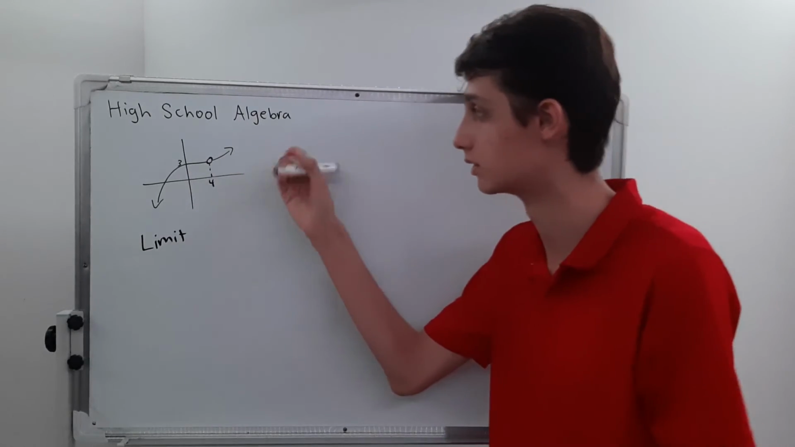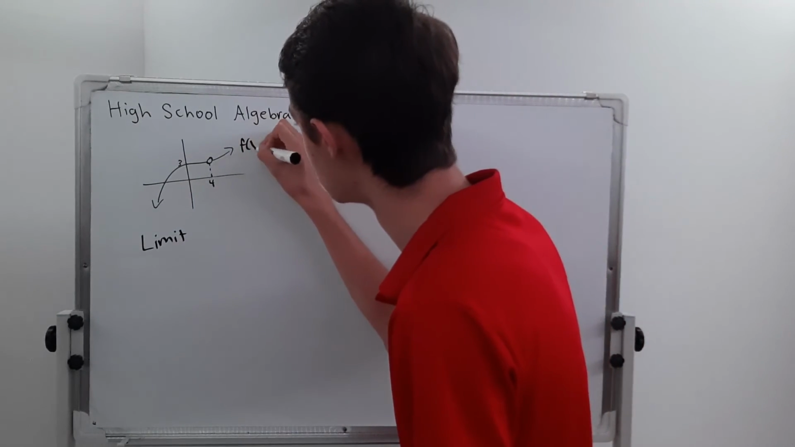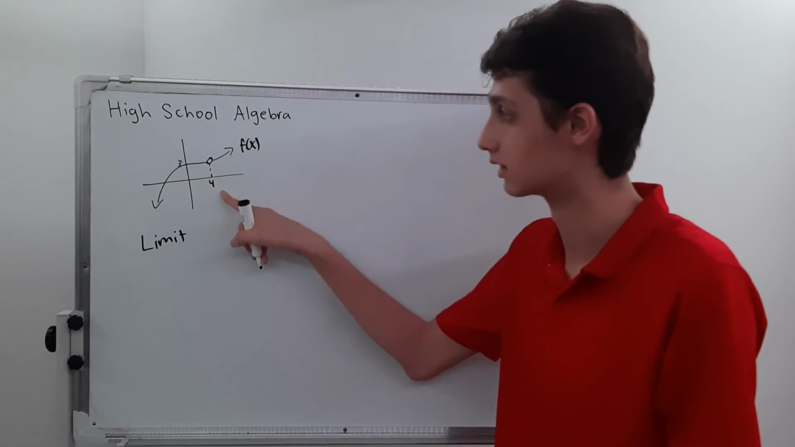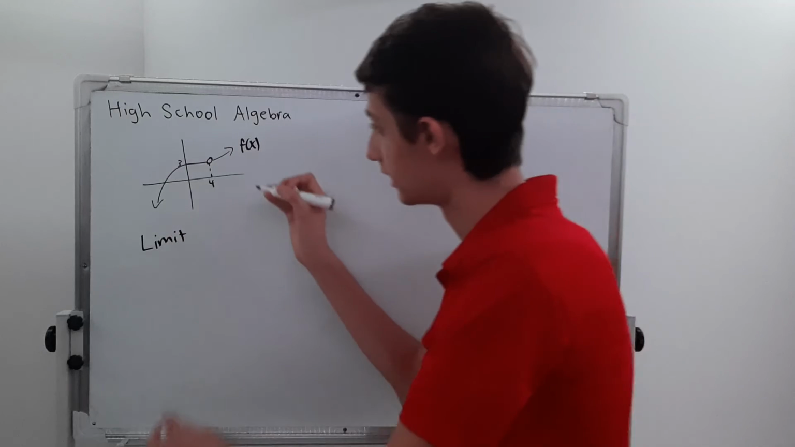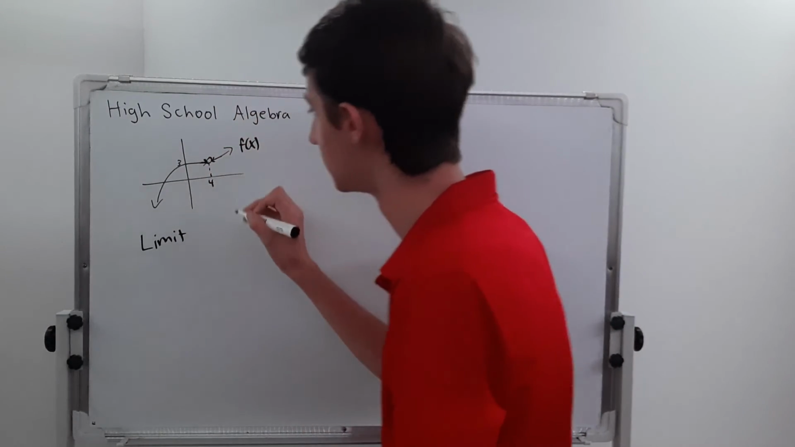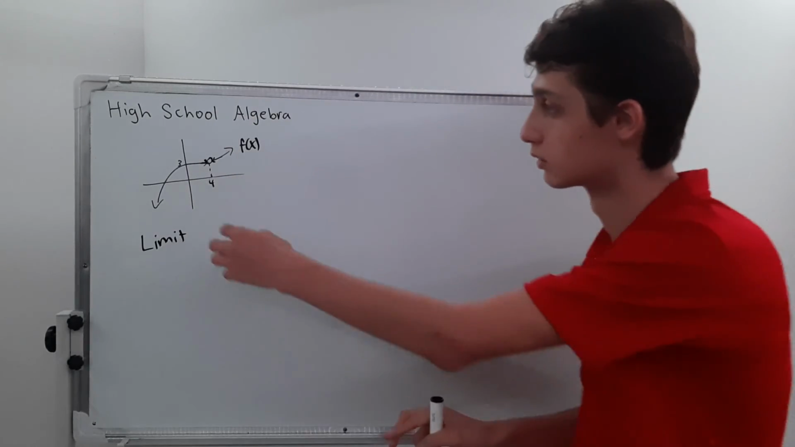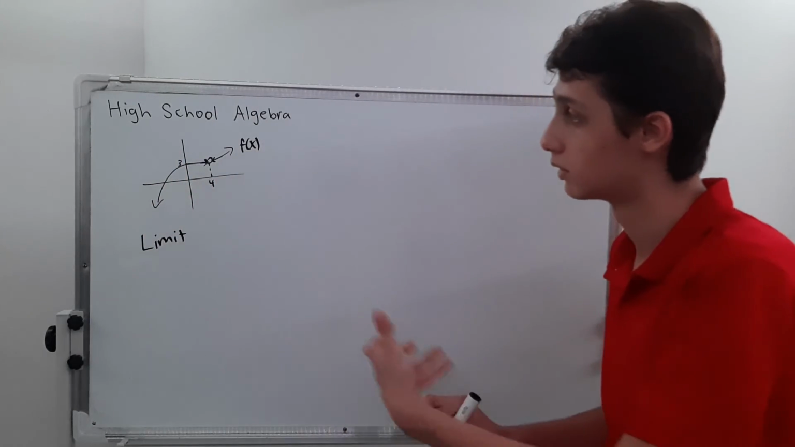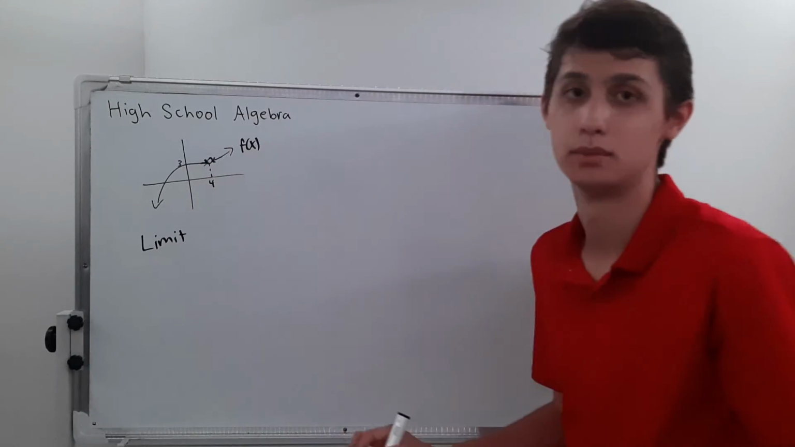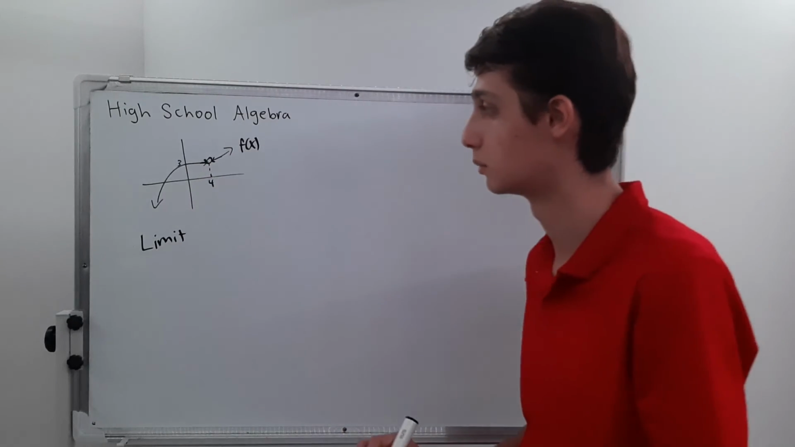So f of 4, if this is f of x, f of 4 does not exist. But the limit exists. It's basically, as you approach from different sides, what are you going to get? You're going to be really close to about 3. So even though f of 4 doesn't equal 3, because it's not there, the limit approaches 3. So that's the concept of a limit.